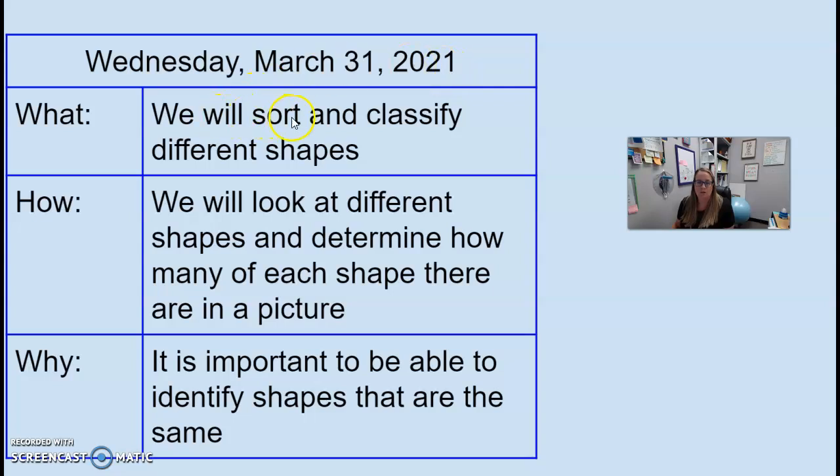Today we are going to sort and classify different shapes. How are we going to do this? We're going to look at different shapes and determine how many of each shape there are in a picture. And why are we going to do this? Well, it's important to be able to identify shapes that are the same. So let's get started.